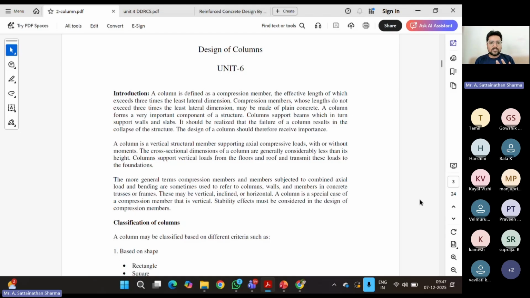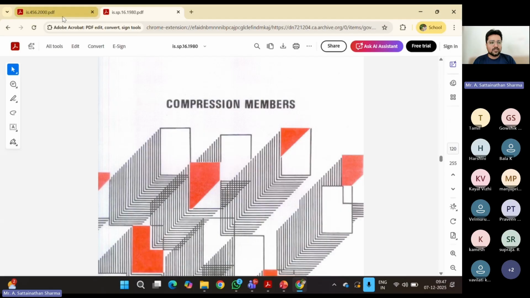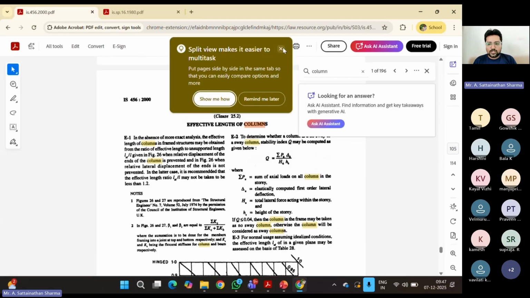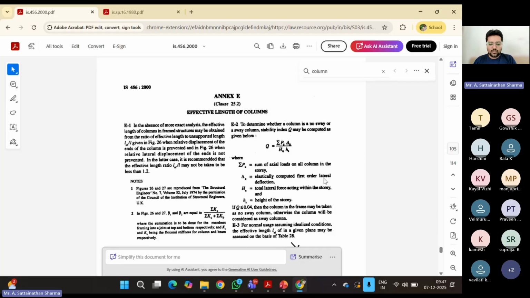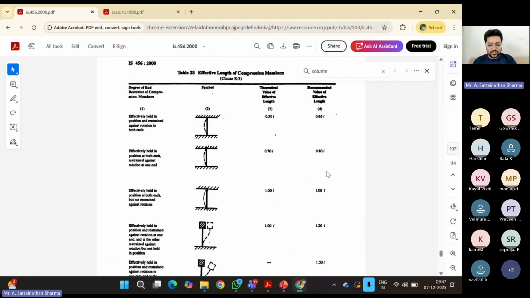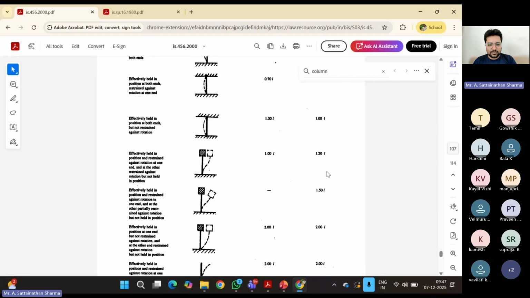So how do you calculate this effective length? And next the question rises like that. So how do you calculate the effective length of the member? If you go to IS 456 Annexure E, they have given it very clearly, the heading itself: effective length of the column. Directly go to the next page. You have a table over here on page number 94.